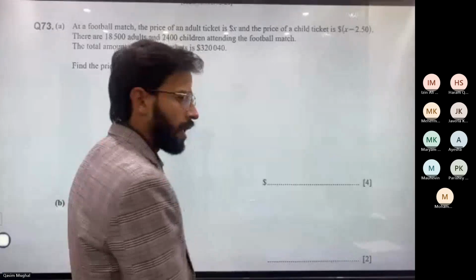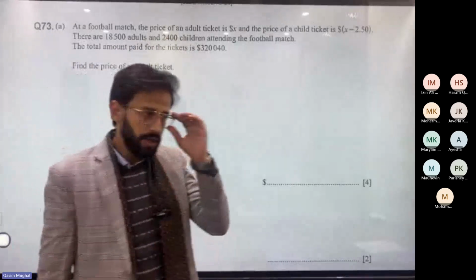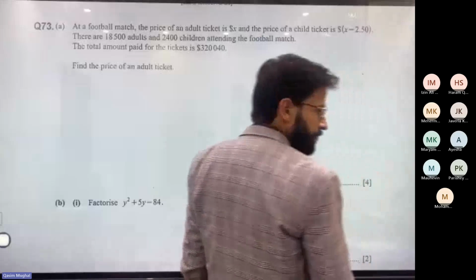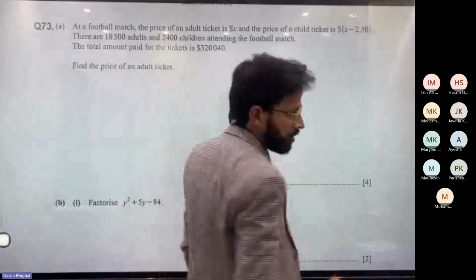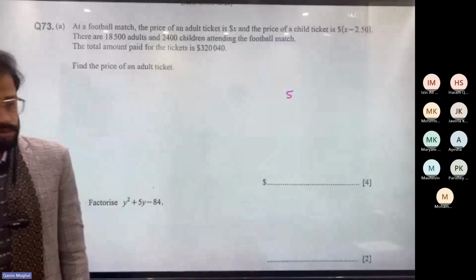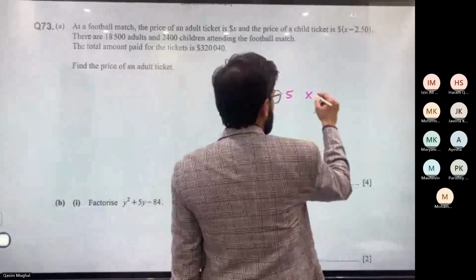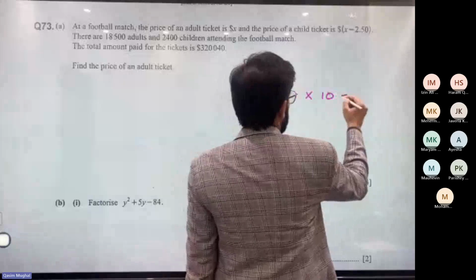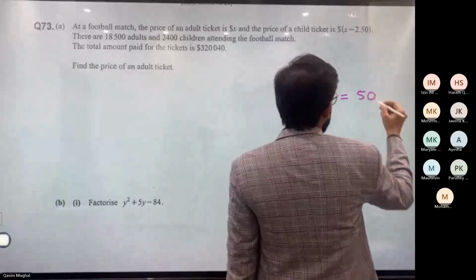Let's create a simple scenario, forget about this. You are going to an amusement park. $5 per head is the charge to enter the amusement park. There are 10 people going. So how much total collection did the amusement park make? $50.